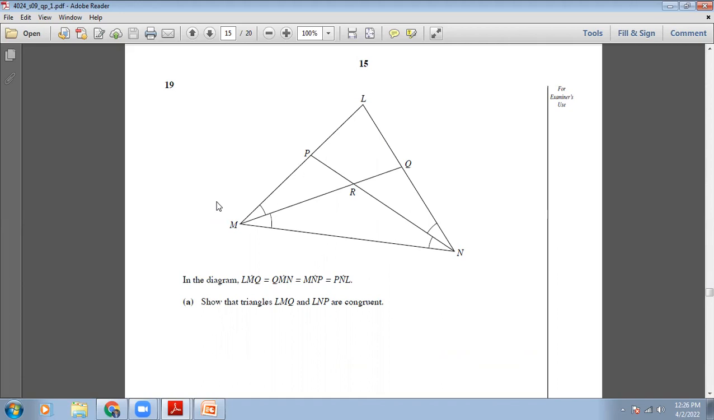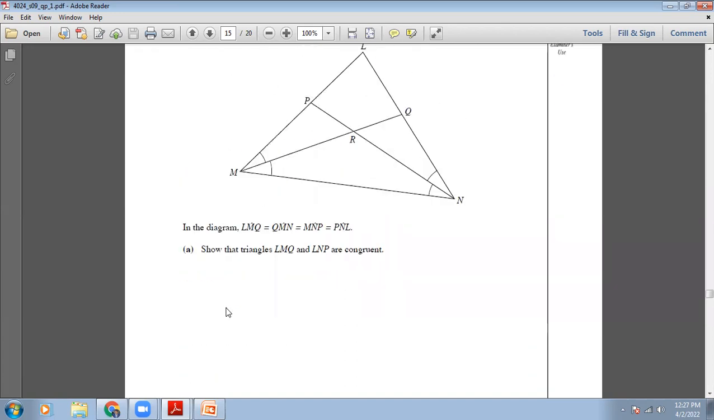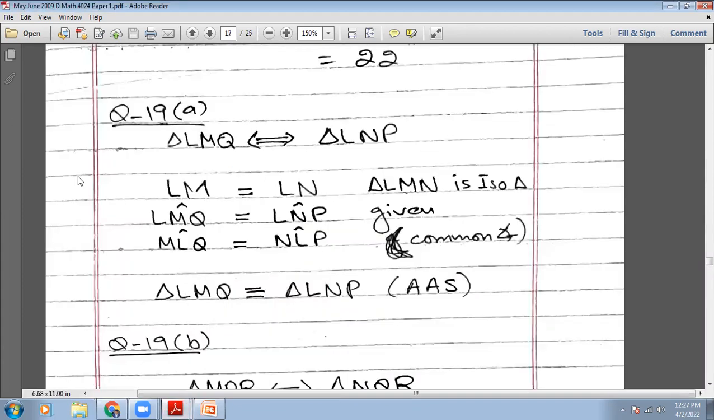Part A is: show that the triangle LMQ and the triangle LNP are congruent. So very easy. You see in the triangle LMQ, this angle and this angle are the same. It is given. This angle is common in both the triangles, and the LM and the LN sides are equal because they are the equal sides of the isosceles triangle. So by the angle side angle postulate, we can say that the triangle LMQ and the LNP are congruent to each other. It's a 3 mark question.